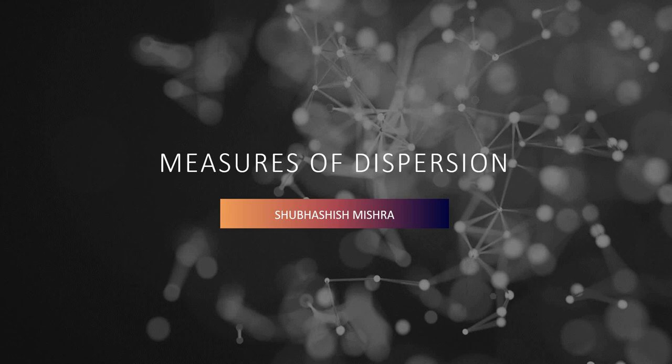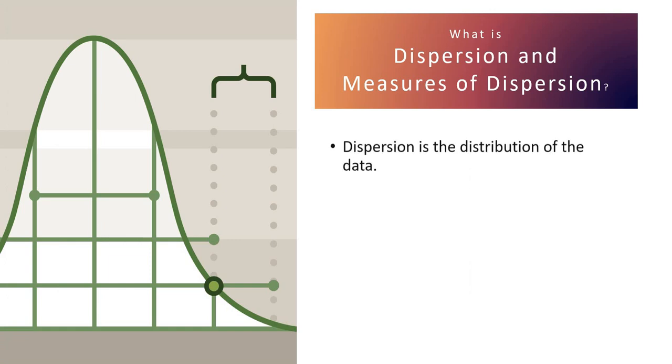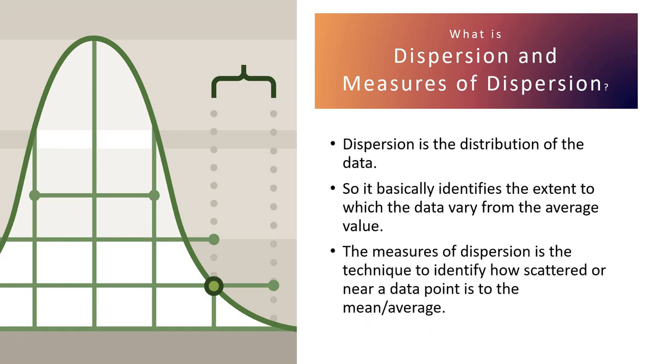Now let's get started. So what is dispersion? Dispersion is the spread of distribution of the data based on the average or mean specified. So it is basically the measure to find out the distance between each data point in the numerical data set.